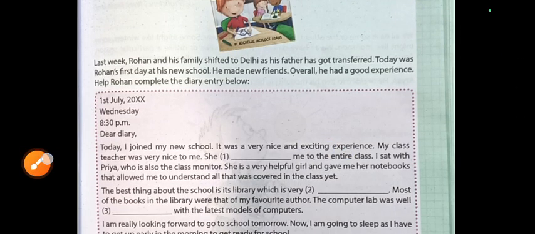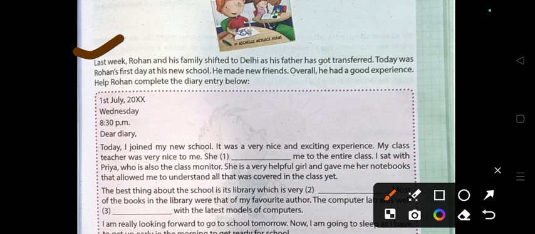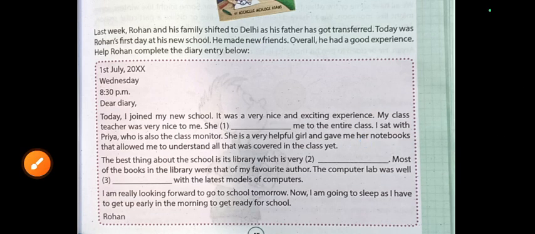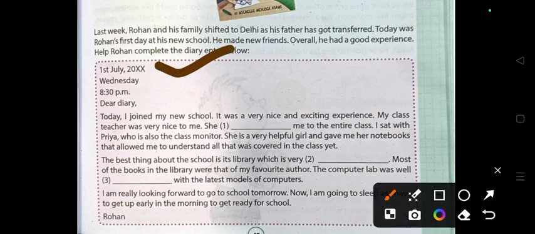For example, last week, Rohan and his family shifted to Delhi as his father has got transferred. Today was Rohan's first day at his new school. He made new friends. Overall, he had a good experience. Help Rohan complete the diary entry below. So, you know that when we write a diary, we start with the date, right? And then we put the day, timings, and we start addressing like Dear Diary.